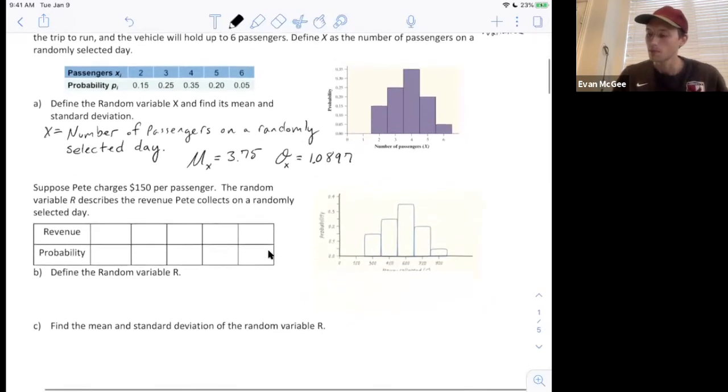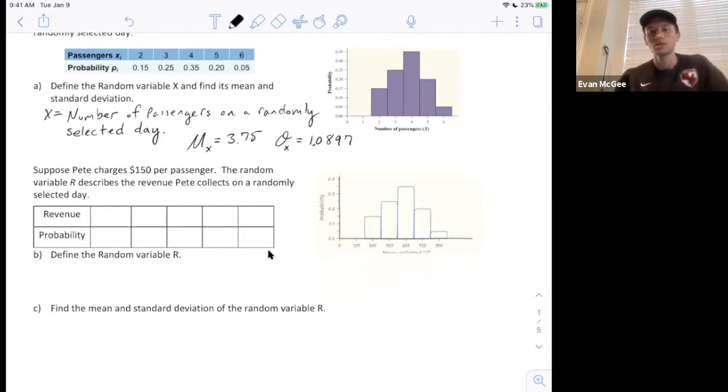So now, to figure out how much revenue he's going to draw based on the passengers, if he charges $150 per passenger and he has 2 passengers, then he makes $300. So the first possible outcome is $300. The probability of him making $300 is the same because it's based off the probability of him getting 2 passengers. So all we're going to do is multiply every outcome by 150, and their probabilities are going to stay the same.